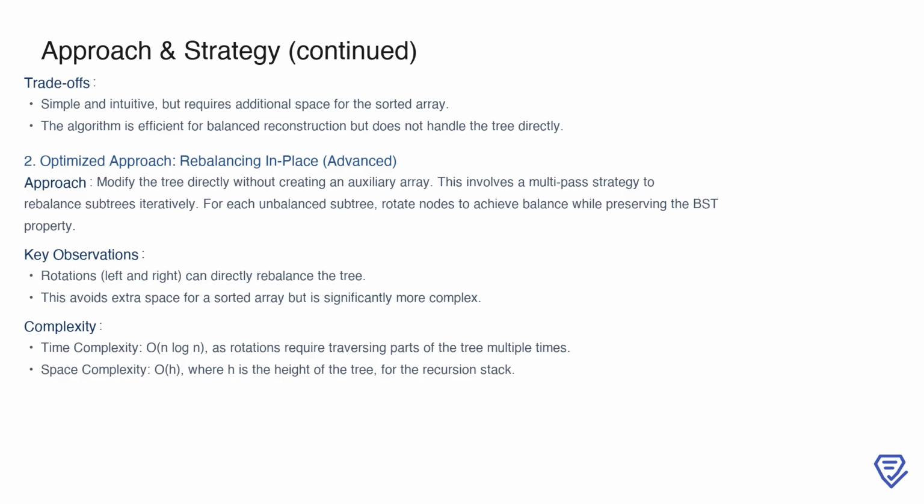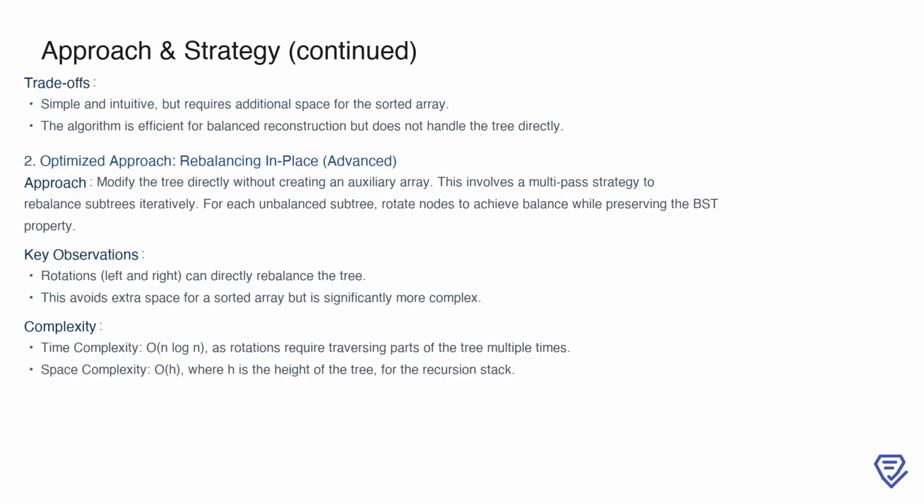To address this, an optimized approach aims to rebalance the tree in place without creating an auxiliary array. This more advanced method uses rotations, such as left and right rotations, to directly modify the tree structure and balance unbalanced subtrees. The key advantage here is that it avoids the memory overhead of storing a sorted array. However, this approach introduces significant complexity, as rebalancing the tree requires careful handling of rotations to preserve the binary search tree property.